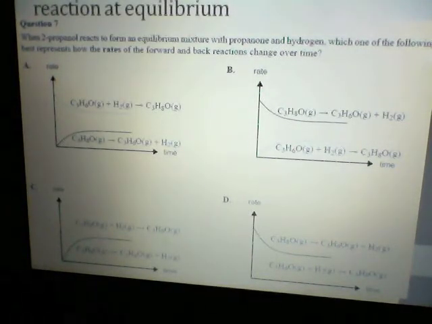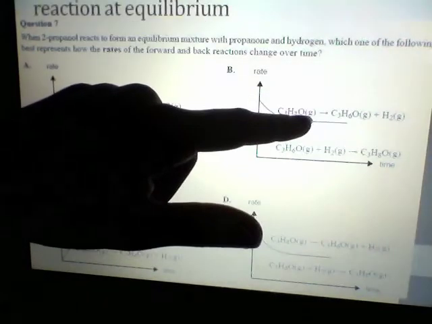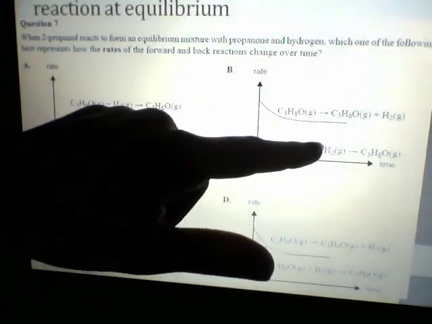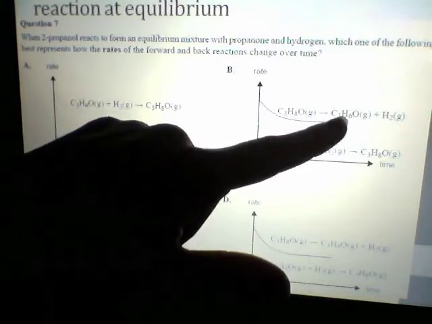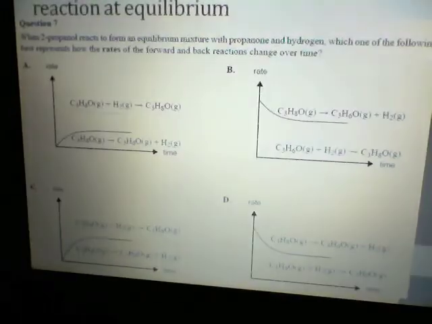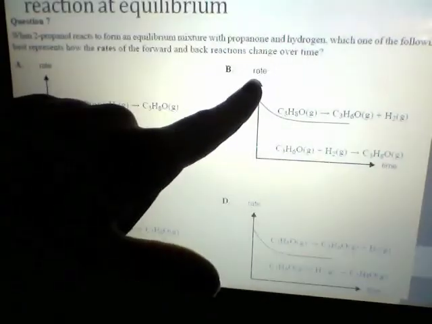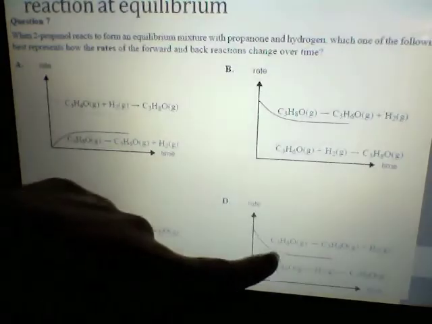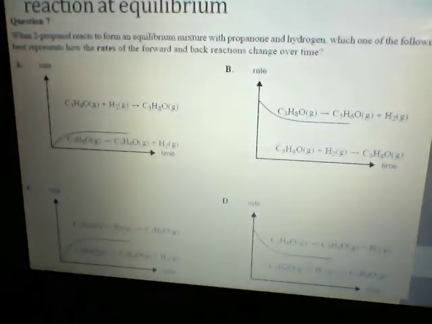Now, at equilibrium, we know that the rates of the forward and the reverse reaction have to be the same. So these ones are not the same. This is like a concentration graph, and I told you that they do it to confuse you, but we have rate on the y-axis, so it has to be D because they're the same. Now, only 40-something percent of the state got that right. All right. Another example.